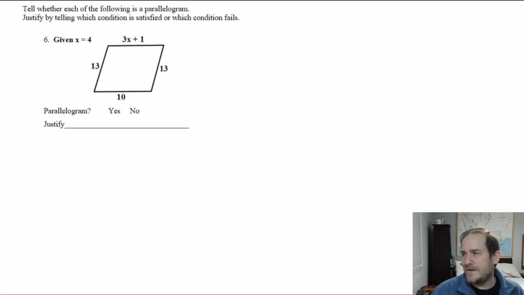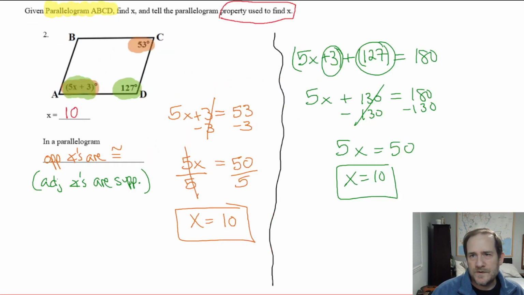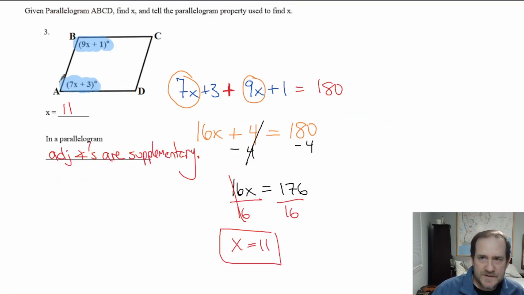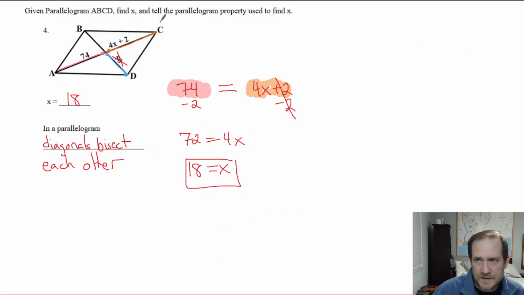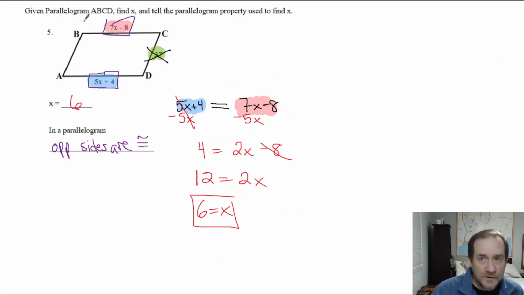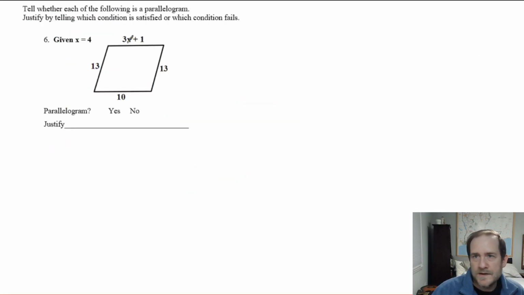All right, 6 now changes gears. Notice that for 2, 3, and 4, they're telling us you are definitely a parallelogram. Number 3 says, hey, you're definitely a parallelogram. Now solve for x. This one too. You're a parallelogram. Solve for x. Number 5 says, you're a parallelogram. Solve for x. Number 6 is now totally different. It says, hey, I'm telling you this time that x is 4. Now you figure out whether you're a parallelogram or not.